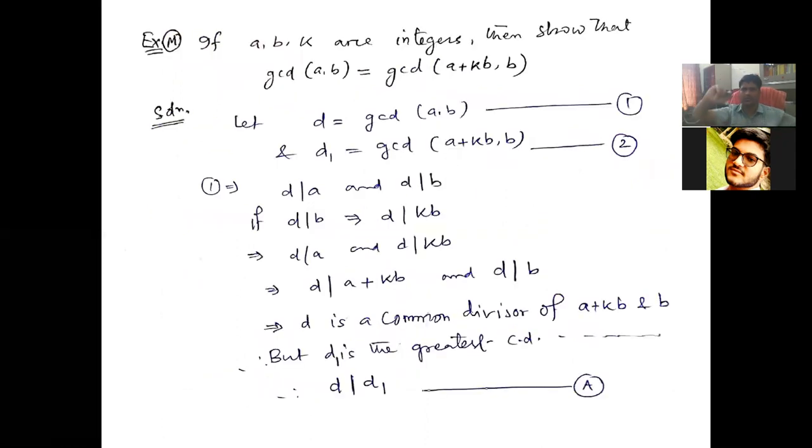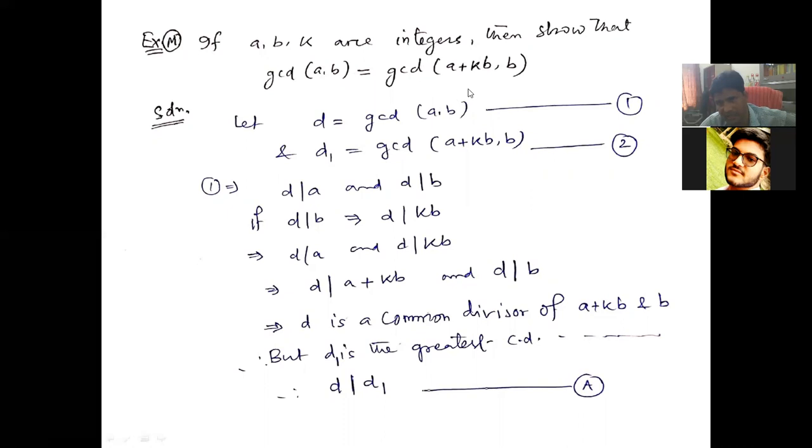Now there are some small results. If a, b, k are integers, then show that GCD of a, b equal to GCD of a plus kb, b. These two quantities: here the number is a plus kb and here is b. We can show that these two GCDs are equal.